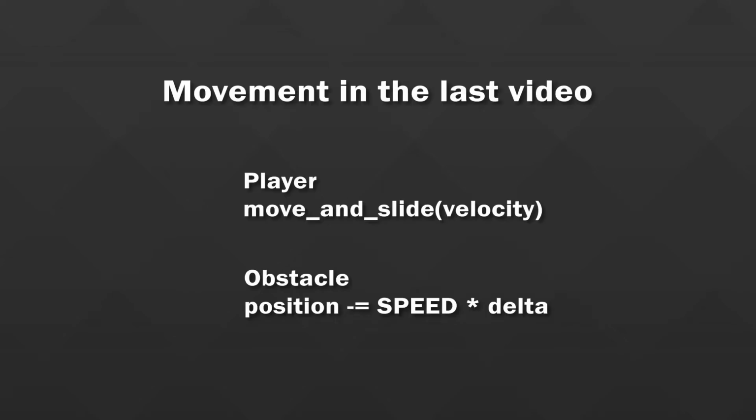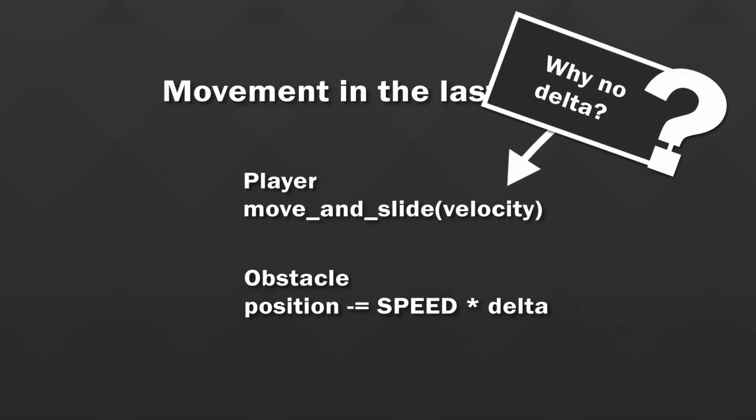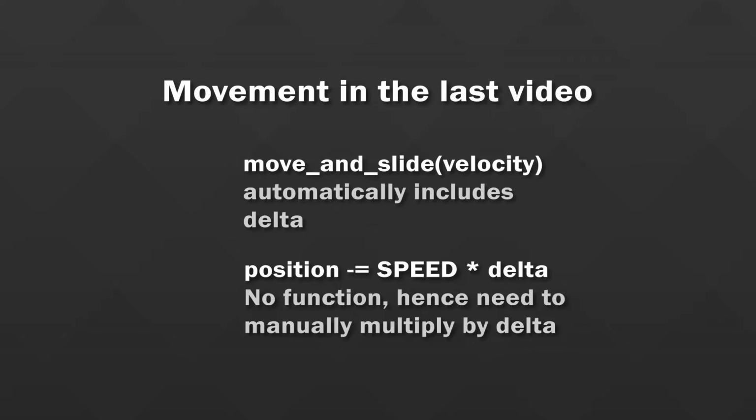While we used move and slide for the player character, for the obstacle we just added values to its position and multiplied that by delta, to make sure that we account for the varying frame rates. Now a reasonable question is, why didn't I multiply the value in the move and slide with delta as well? And that would be a pretty good question. And the answer is actually quite simple. Move and slide by itself multiplies it by delta, so we don't need to do it.